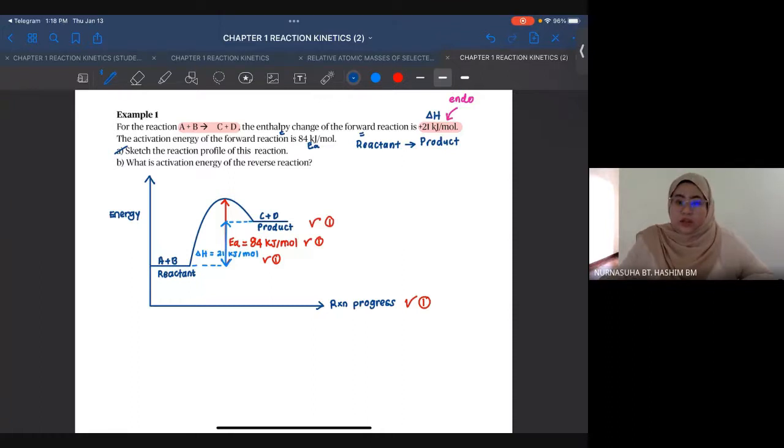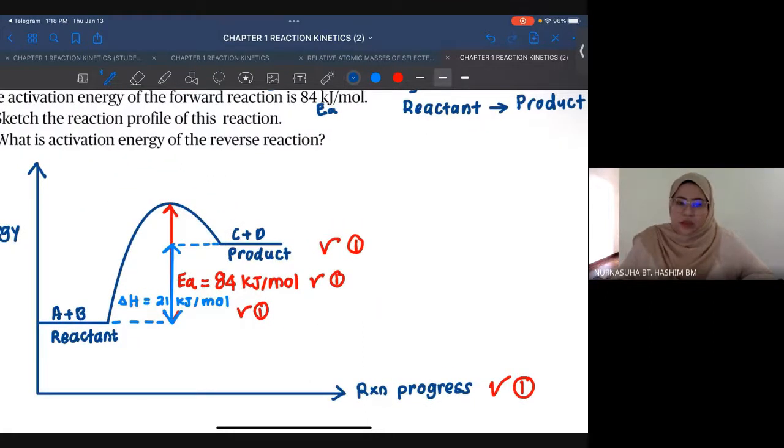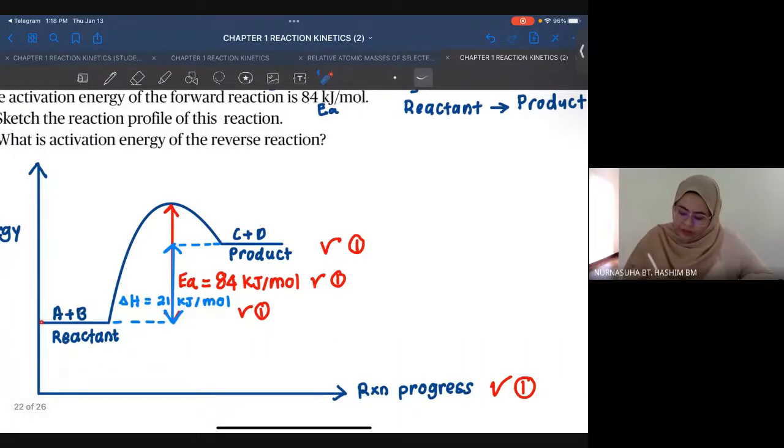Okay, so this question should be very simple. So sekarang, I repeat: the difference between energy of reactant and energy of product, this is delta H. Okay, the difference between energy of reactant and transition state, this is activation energy.